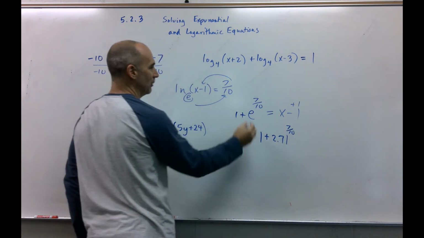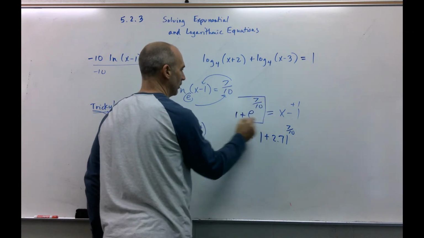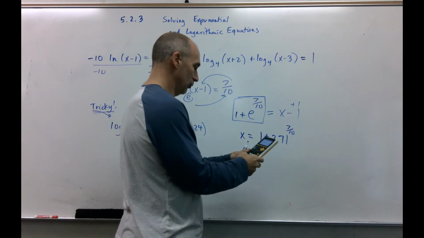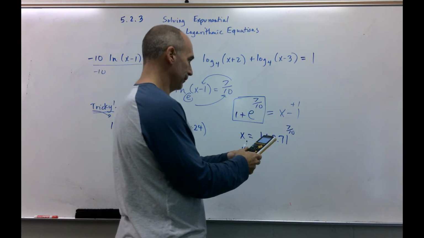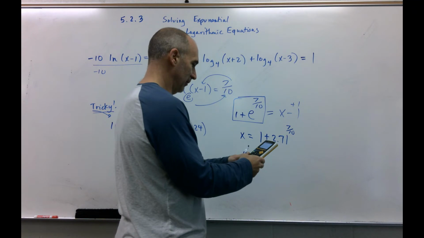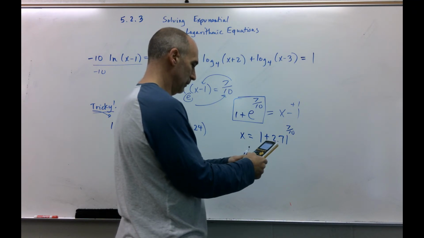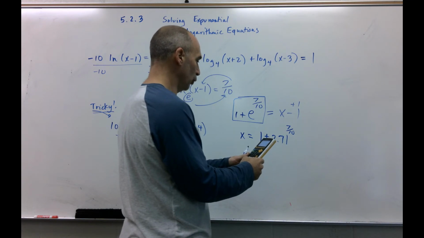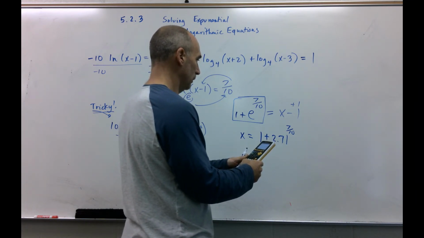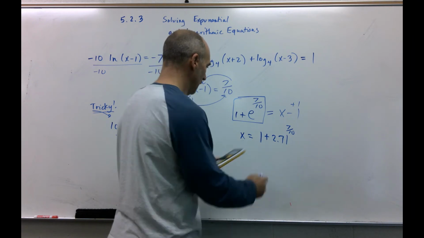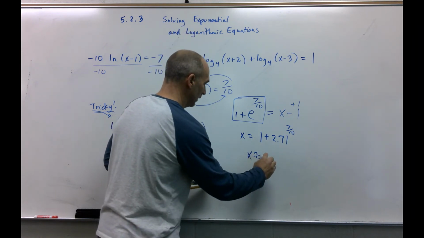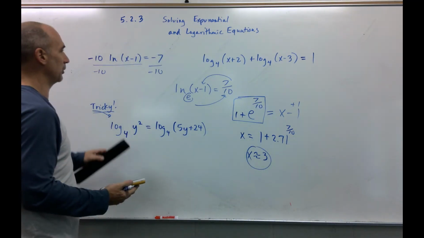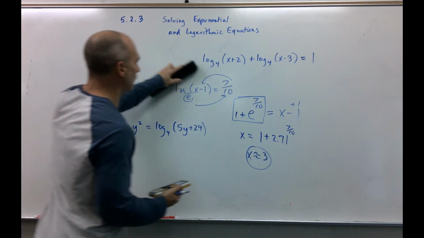Now, I don't know if they're going to let you leave your answer here or not, so let's go ahead and type this in and see what we get. 2.71 raised to the 7/10 power is 2, like flat out 2. So 2 plus 1 is 3 now. So I'm going to put a little squiggly because it is close to 3. Okay? So that one gets a little tricky, but not too bad.